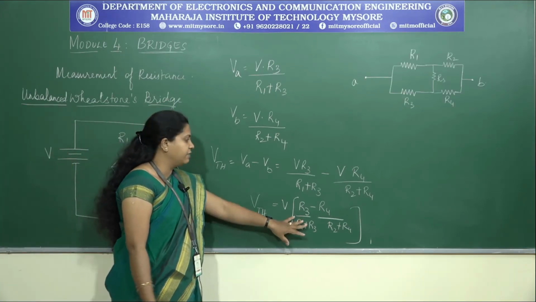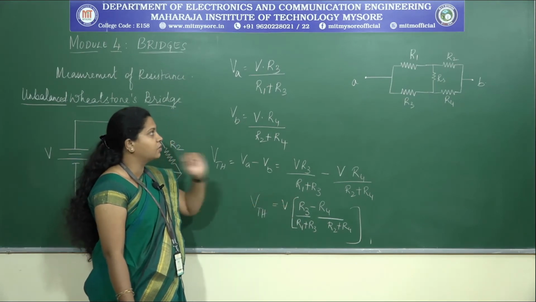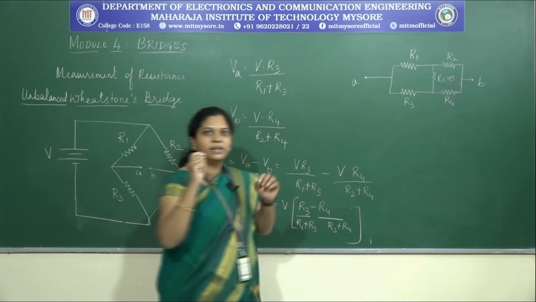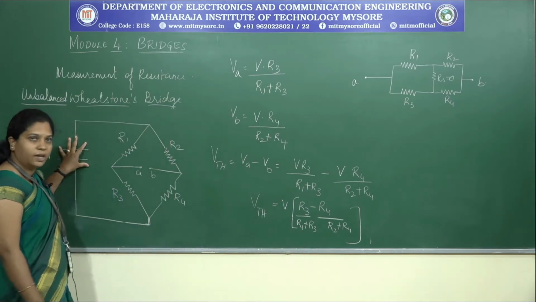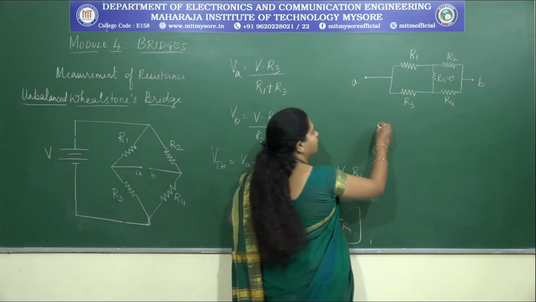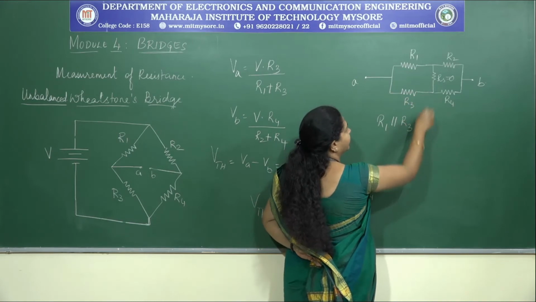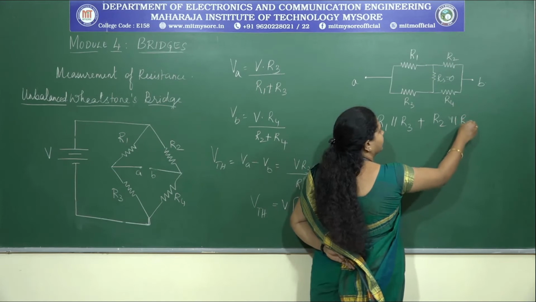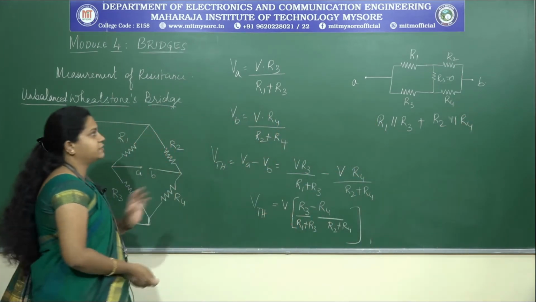Thevenin's equivalent, whatever we have got here, this V can be replaced by its internal source resistance Rs, let us say, equal to 0. A very small internal resistance is present with the source. So, let us assume that to be equal to 0. Now you can see R1 is in parallel with R3, and R2 is in parallel with R4. Now V Thevenin is found out.